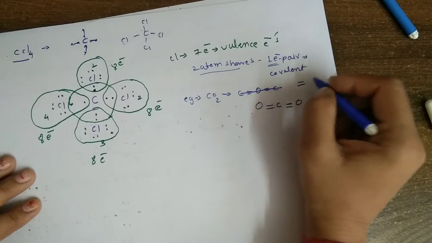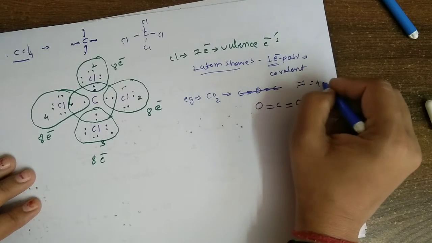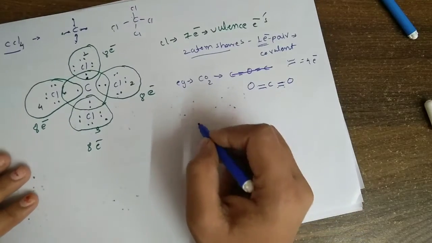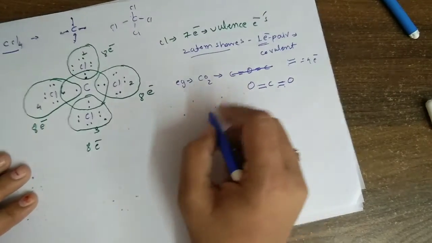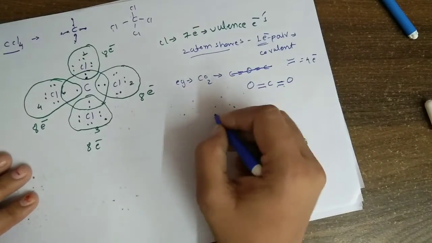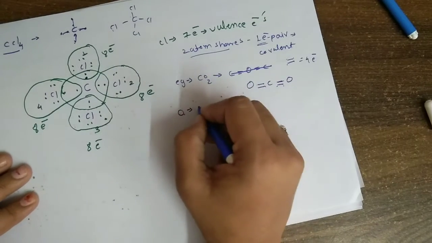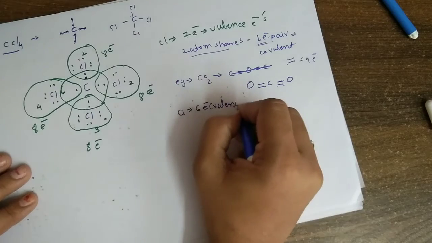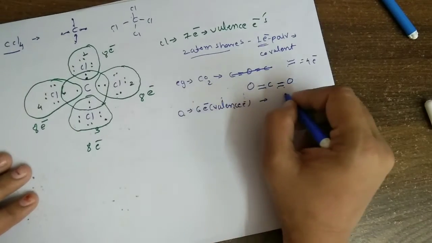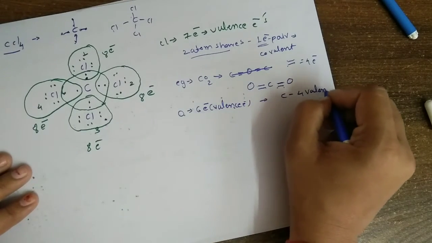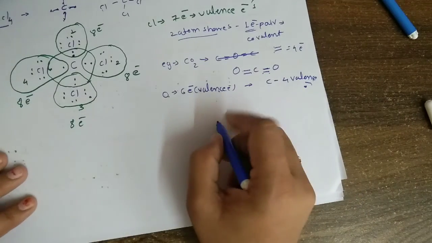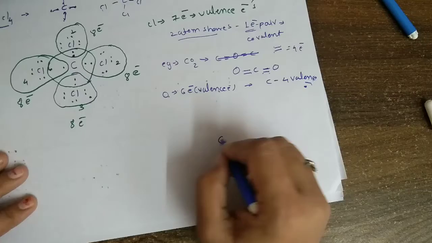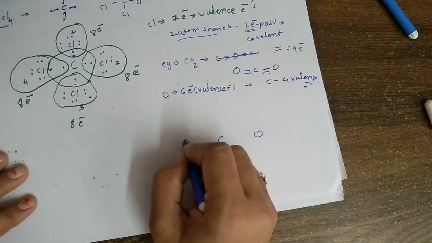And we know that for a double bond there are 4 electrons, 1 2 3 4, 5 6 7 8. Here we can write the octet form like this. We know the oxygen has 6 valence electrons, and the carbon has 4 valence electrons. Now we can write the octet rule like this. Here is the carbon, here is the oxygen, here is also oxygen.